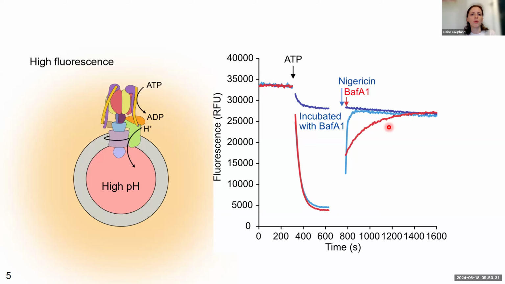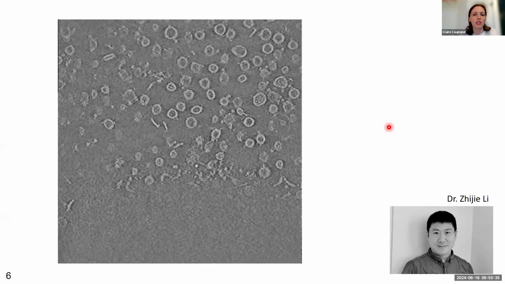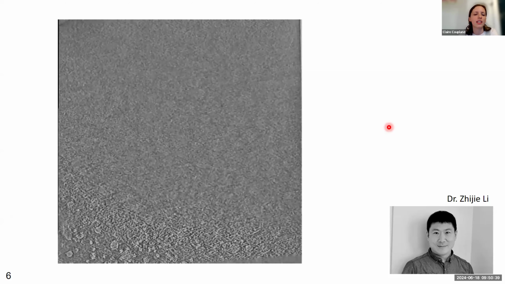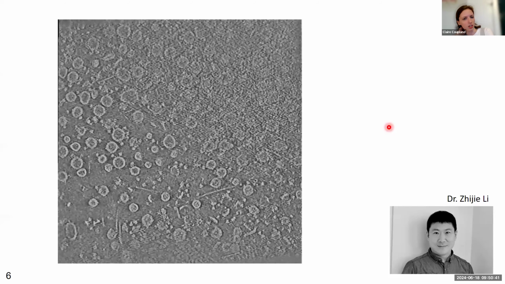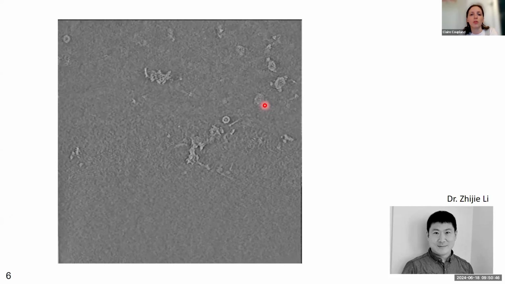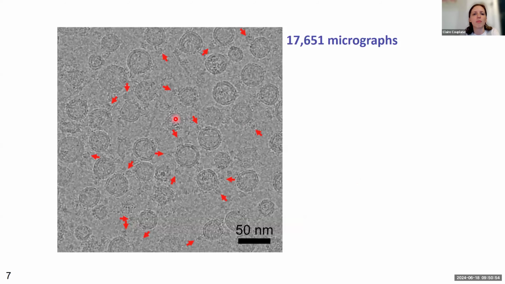We wanted to follow up with some cryo work. And so I'm showing here a tomogram that was taken, and this was work I did with Dr. Jijie Lee, who's our facility manager here at SickKids in Toronto. And you can see that we have a really nice distribution of the synaptic vesicles across our grid, and you can see the V-ATPases in some of them, slightly more clear to see in this micrograph.